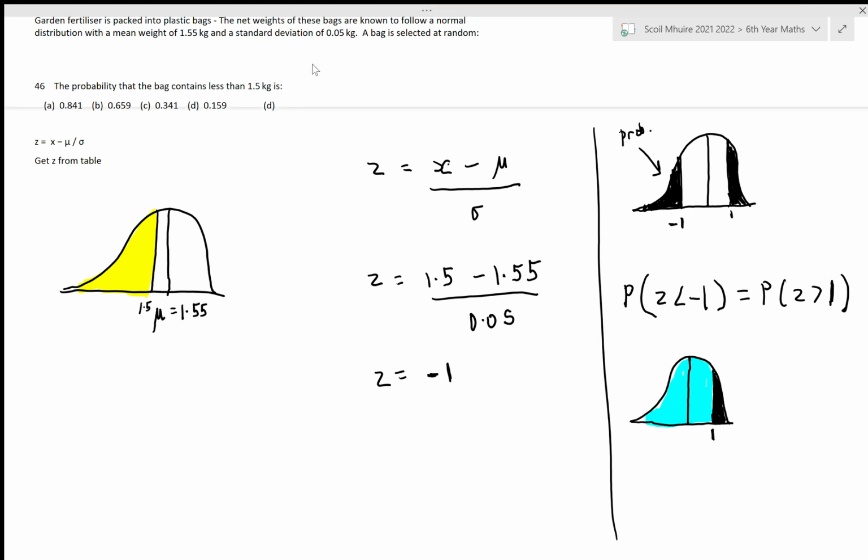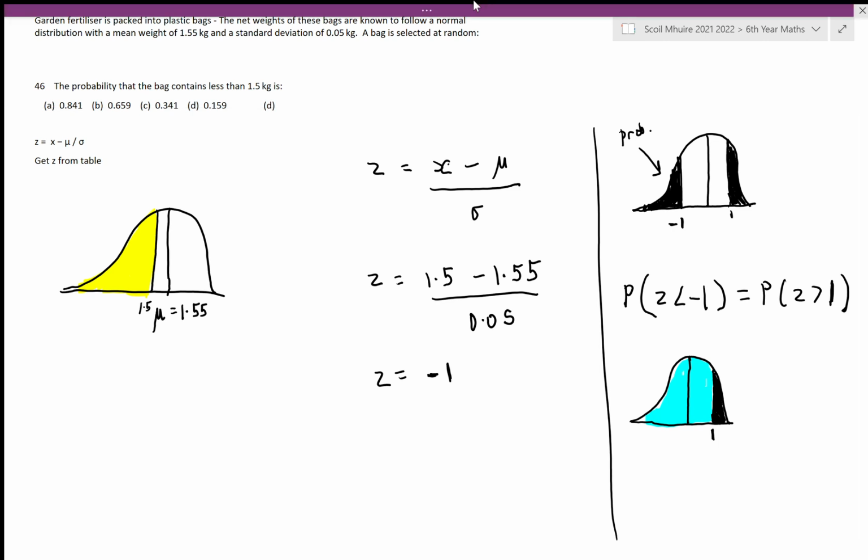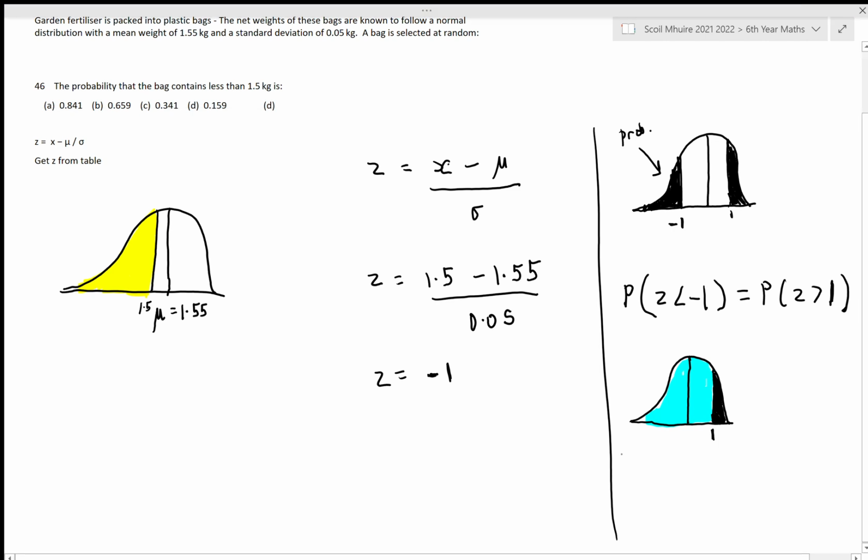If I subtract the probability where Z is less than 1 from 1, I should find the probability where Z is greater than 1. And the probability where Z is greater than 1 is equal to 1 minus the probability of Z being less than 1. Okay, so your whole curve is 1, subtract the blue area, and you're left with the little black area.